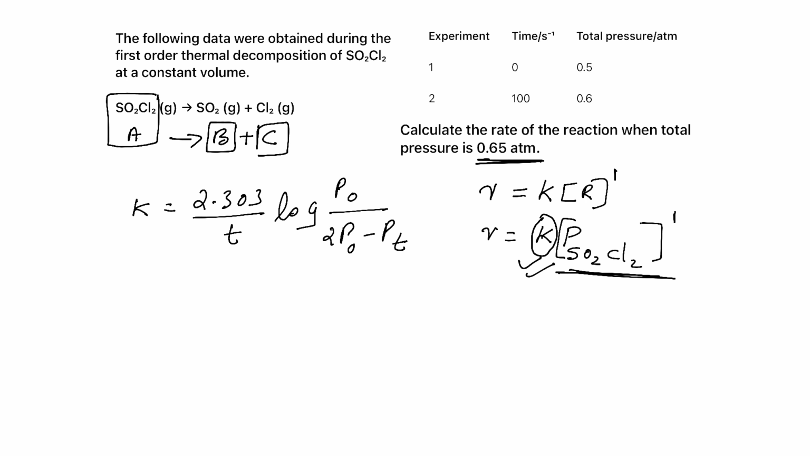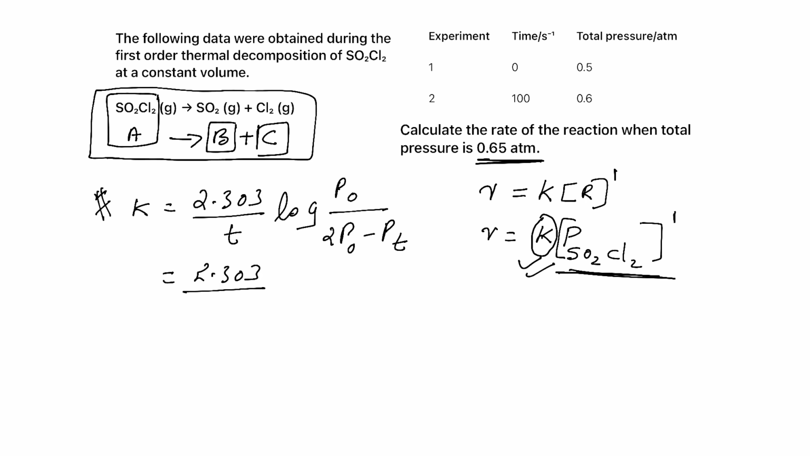See, if a single reactant undergoes decomposition to give two products, and you check the stoichiometry of the reactant and product, it is 1. 1 SO₂Cl₂ gives 1 SO2 and 1 Cl2. Then you can find rate constant by using this equation. So first we can find K. K is equal to 2.303 by t. What is t?